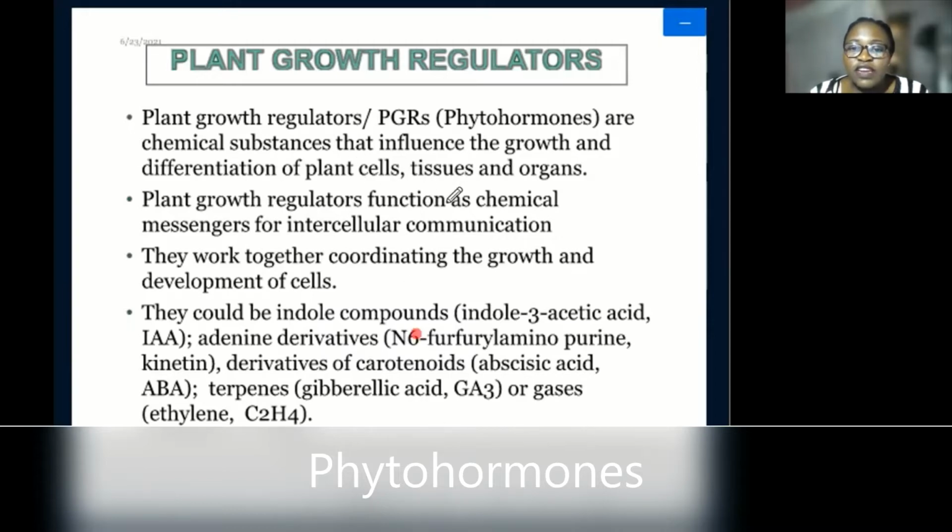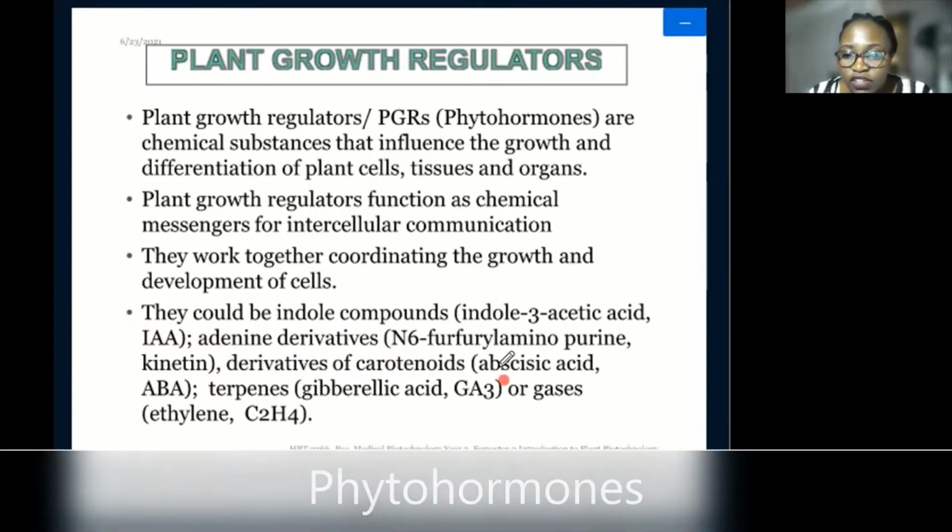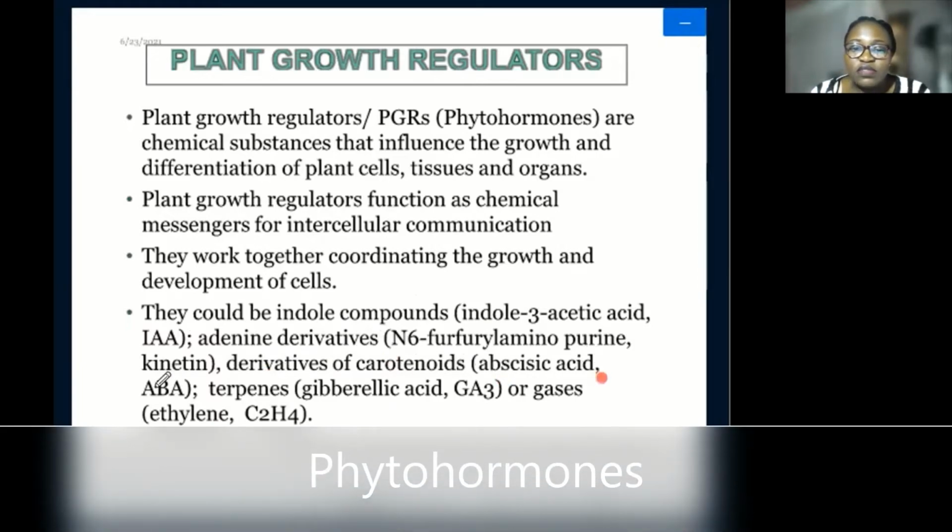So these plant growth regulators function as chemical messengers for intercellular communication, communication between cells, and they work together coordinating the growth and development. They could be indole compounds such as indole-3-acetic acid, which we call IAA. It can also be adenine derivatives. It can be derivatives of carotenoids like abscisic acid, which we call ABA. It can be terpenes like gibberellic acid, and it can be gases such as ethylene.